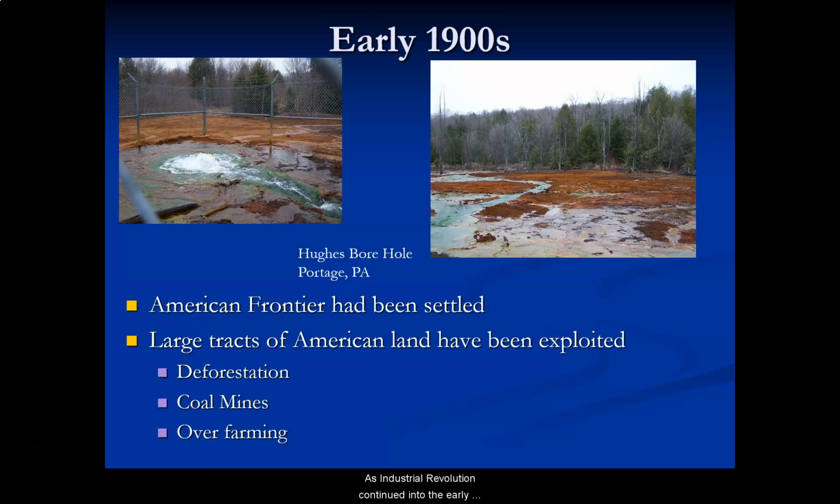As the Industrial Revolution continued into the early 1900s, the American frontier had been settled. Large tracts of America had been exploited via deforestation, coal mines, and overfarming.